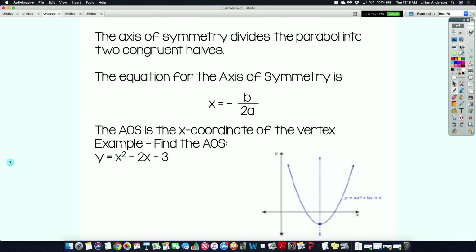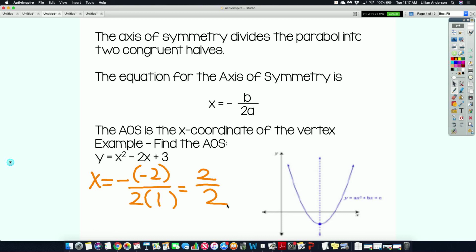Okay? So in the example where it says find the axis of symmetry, which I abbreviated AOS: y equals x squared minus 2x plus 3. Well, we use the formula. It is x equals negative b. What is b in this problem? It is a negative 2. Okay? All over 2a. What is a in this problem? 1. Okay? Now, the formula is negative b, so if b is already a negative number, a negative and a negative make a what? Positive. So this becomes a positive 2 all over, what's 2 times 1? 2. And then 2 divided by 2 is equal to 1.